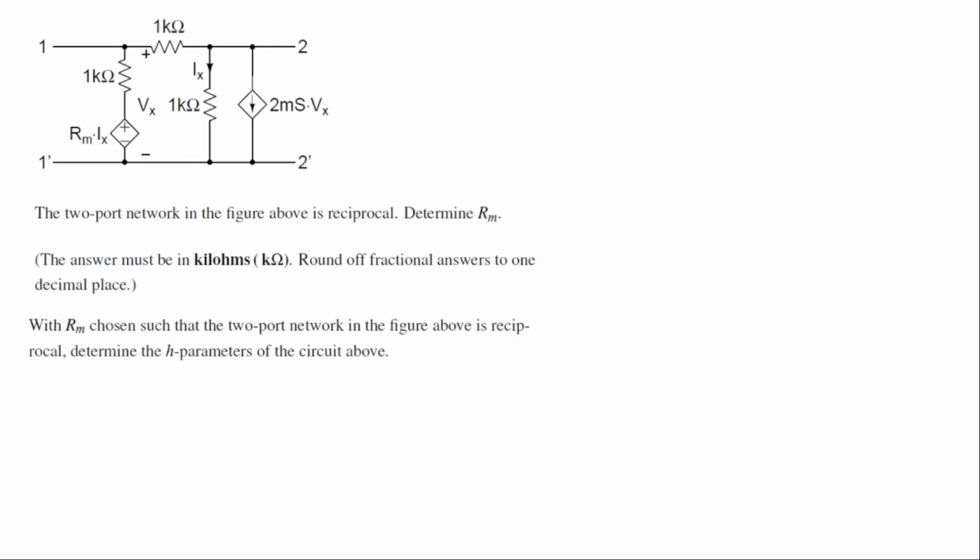As shown in this figure, we are provided with a two-port network. One property is given, the reciprocal. By taking this property, we need to determine the value of Rm. And the second part is, after choosing this Rm, what are the H parameters of the circuit?